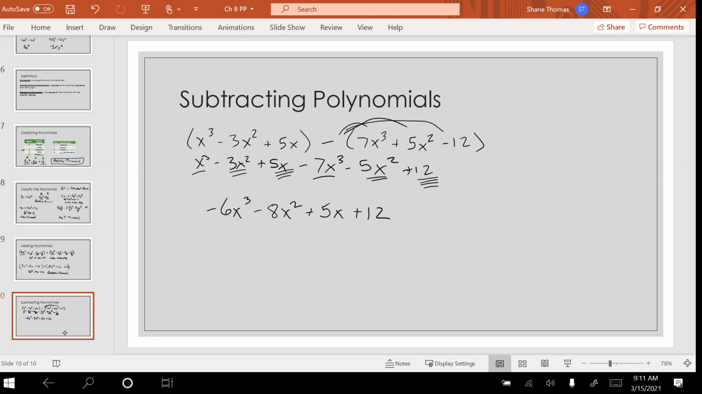All right, so Lucas, what's the degree of this polynomial? Which is a cubic. And then, Macron, how many terms do we have? 4, so it's a what? 4-term polynomial. Questions? Okay, you guys do this one.